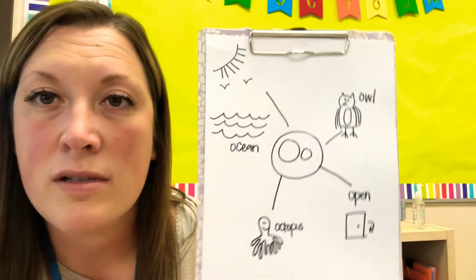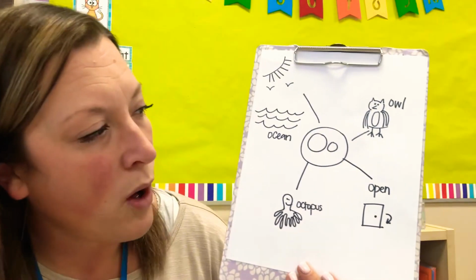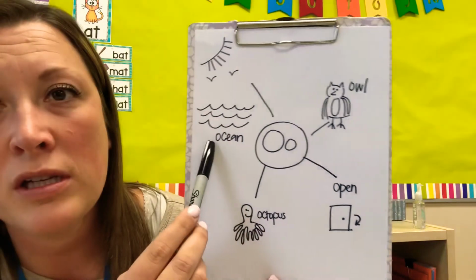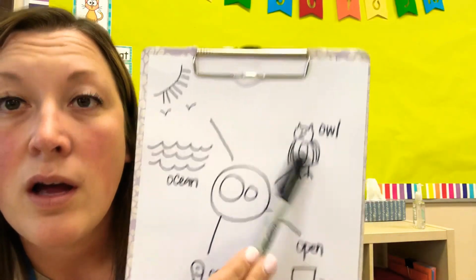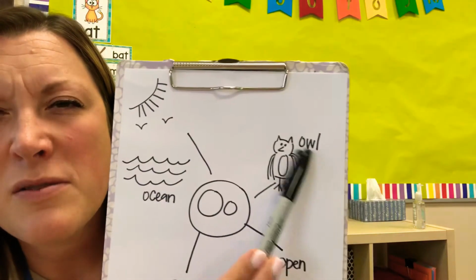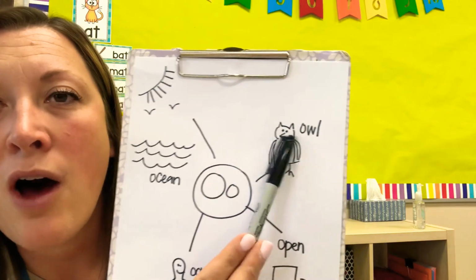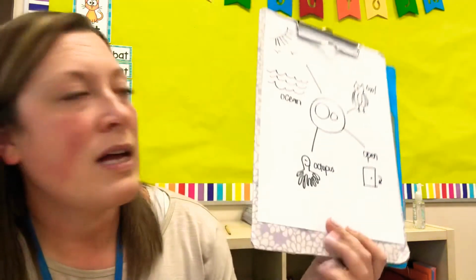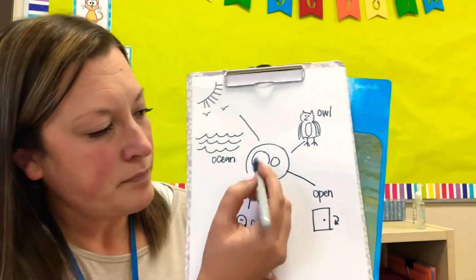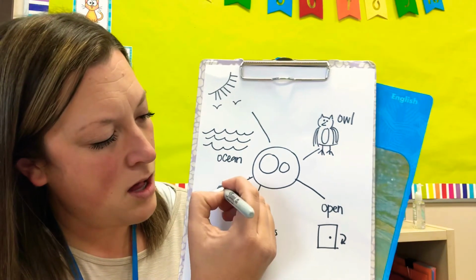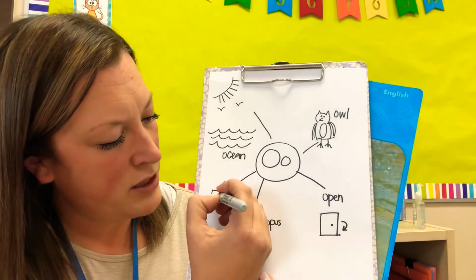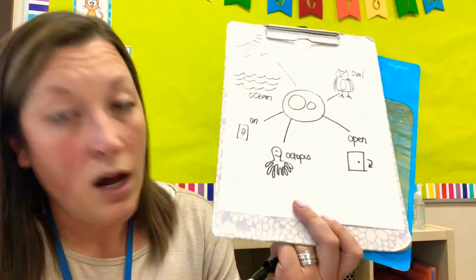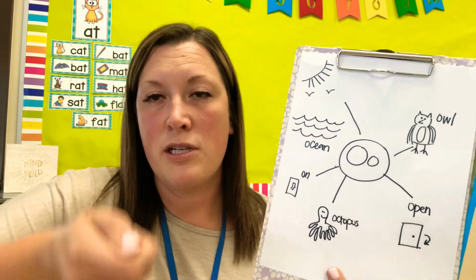O makes two sounds. It's a vowel. O says O, like open and ocean, but it also says ah, like octopus. This one kind of makes a different sound, but owl also starts with an O. The last one that I want to talk about is on. If you have a light switch in your bedroom, usually you turn it on. That's what we're going to do for our action: we're going to pretend we have the switch and we're going to turn it on.